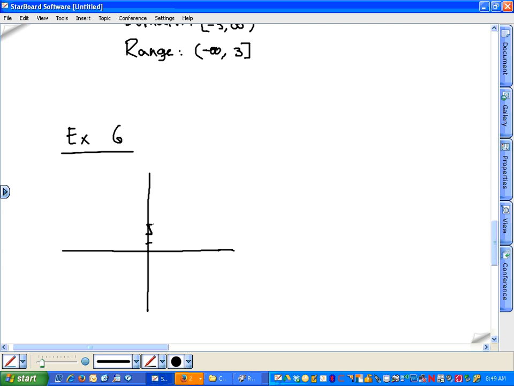Okay, so 1, 2, 3, 4, 5, 6. Try your best to put those points in the exact same spot I have them. This is 4 over here. This is 7. This is 4 on the y-axis. That's 7 on the y-axis.